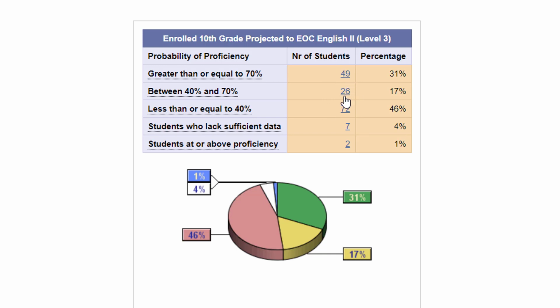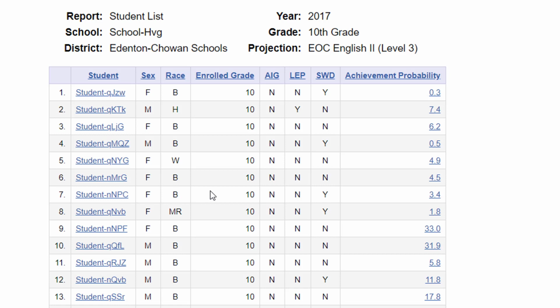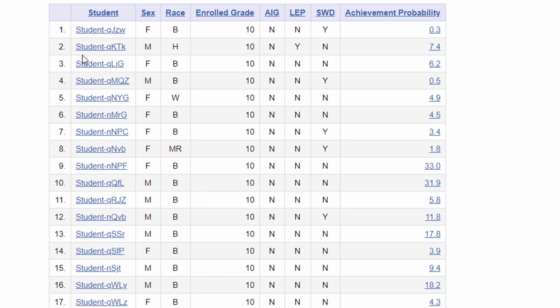So all these students are highlighted in blue, which means that it'll take you to a sheet that's going to tell you who these students are. So let's look at the students who are the lower performing, and they have less than a 40% chance of passing the English 2. It's going to put a spreadsheet up on your computer. It's going to list your students, their sex, their race, their grade level, whether they're AIG, LEP, or a student with disability. Then it's going to tell them their achievement probability.